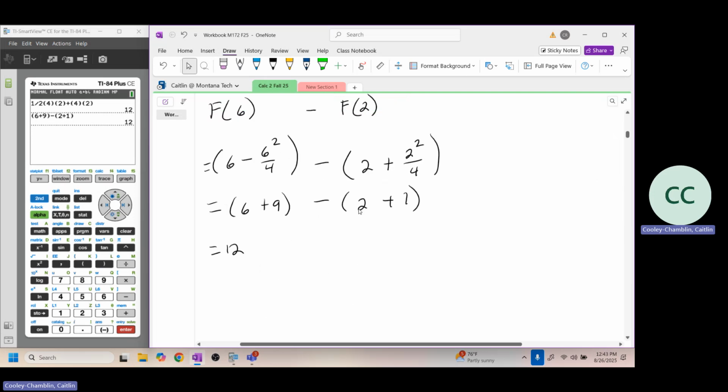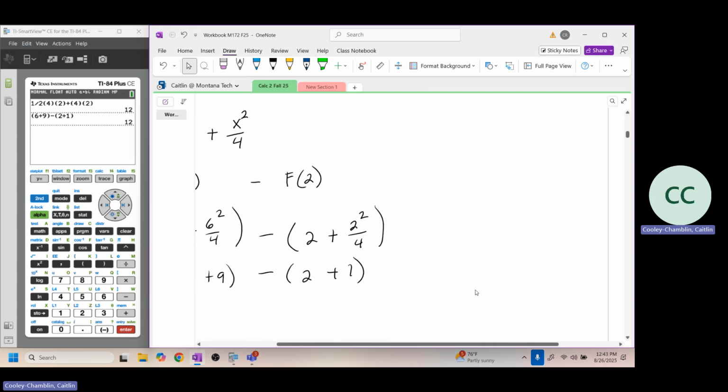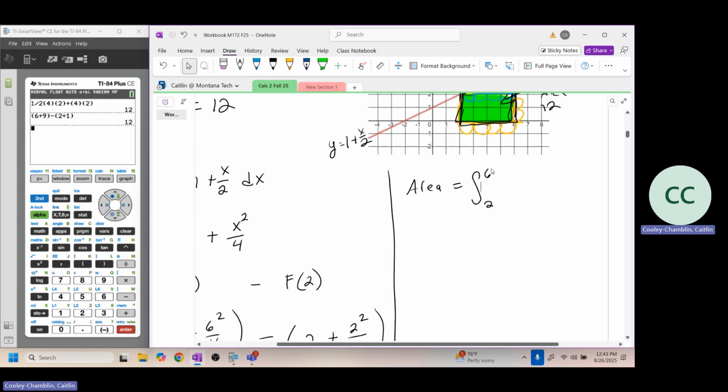And so how we would do this in calculus, and I'm going to scroll off to the side right under our picture here, and I'm going to write this formally now. Our area is equal to the integral from 2 to 6. Those are my bounds. We start at 2 and we go to 6 of our function, 1 plus x over 2 dx.